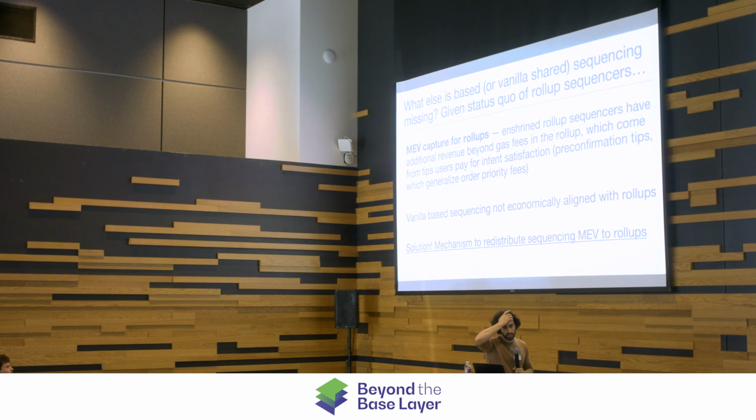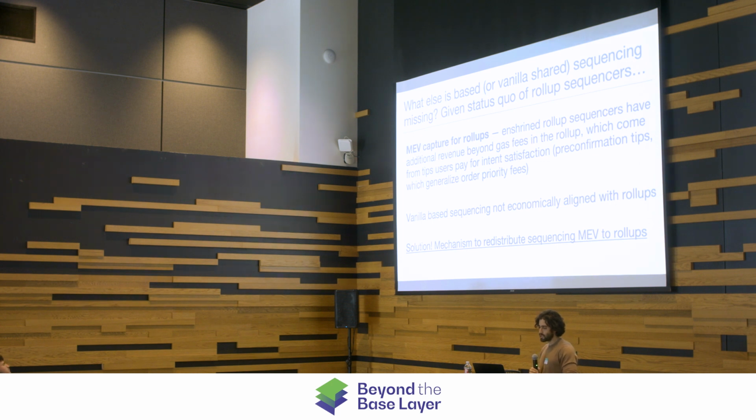So I want to close with one more thing, which is coming back to this marketplace, right? So what else is missing from based, or what I would call vanilla shared sequencing, especially given the status quo of rollup sequencers today, right? MEV capture for rollups. I talked about chain sovereignty as a big theme in my opening talk at the beginning, if you were here. And one of the things that rollups have introduced, in addition to scalability, is chain sovereignty for applications. Right? Applications now have access to a revenue stream that they did not have access to before. And giving that back to a shared sequencer or to the L1 would be a huge ask. It's just not going to happen.